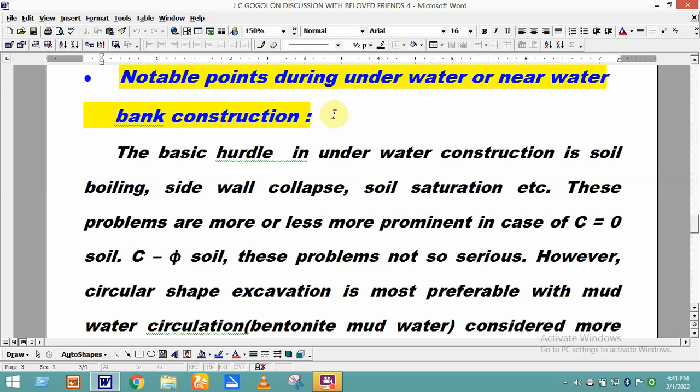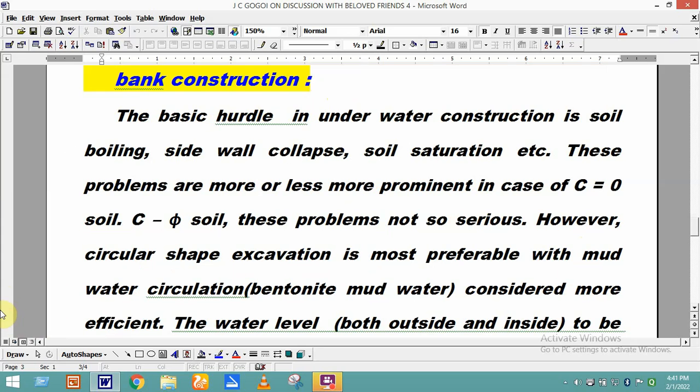All these basic problems are more or less prominent in case of C0 soil. In C5 soil, these problems may not be so serious. However, circular shape excavation is most preferable with mud water circulation, bentonite mud.